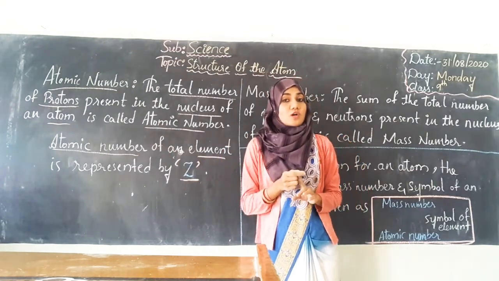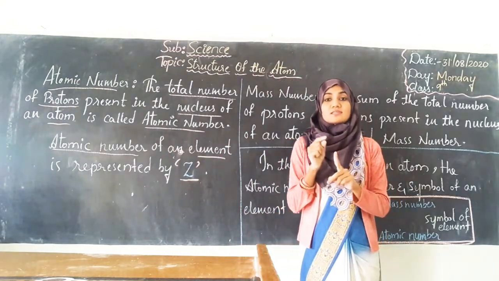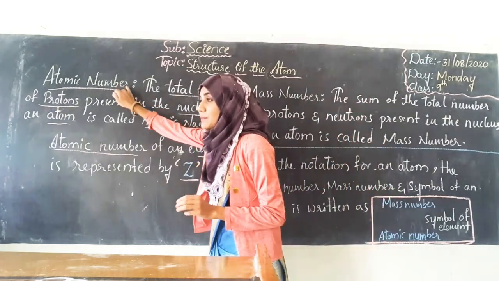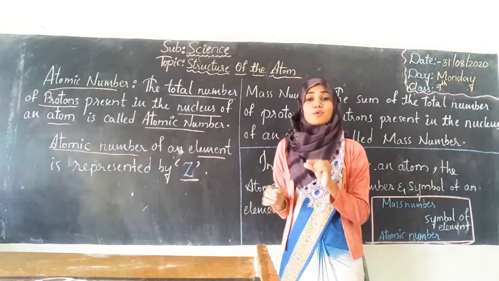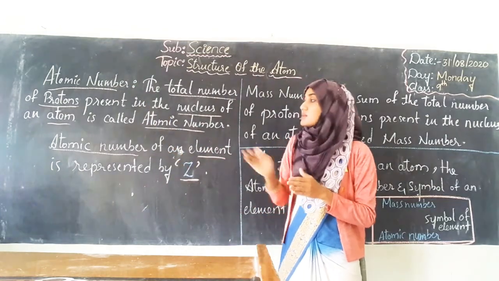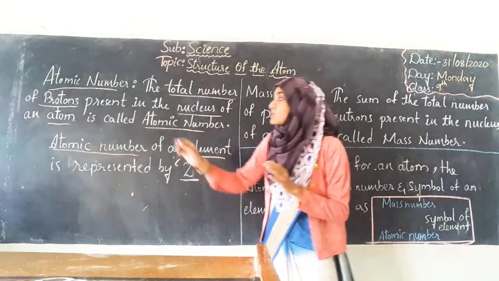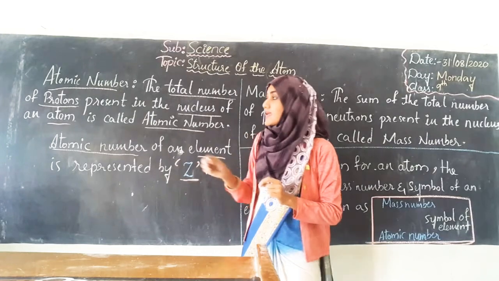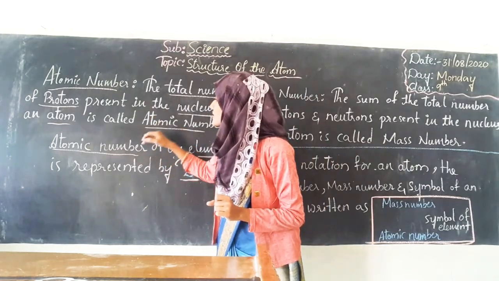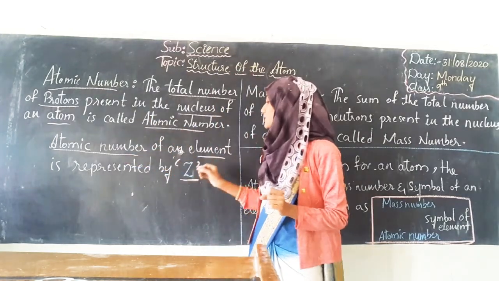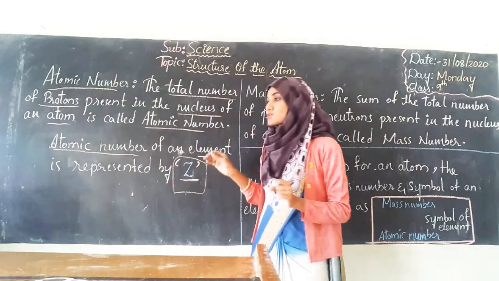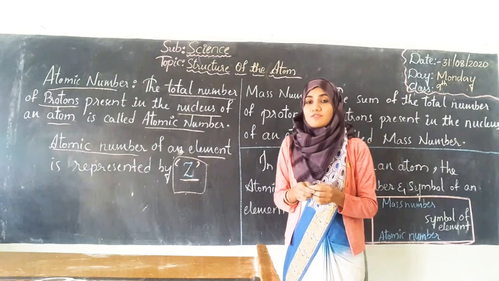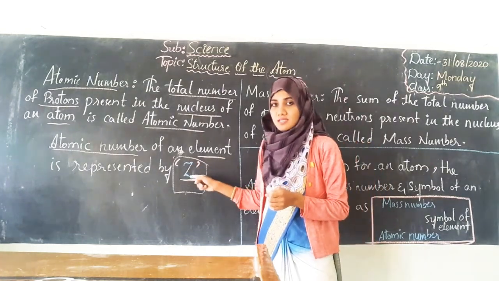An atom is composed of three main particles, that is neutrons, electrons and protons, and this atomic number is based on the number of protons present in the atom of an element. Hence this atomic number is denoted by the symbol Z. So to represent the atomic number of an element, we will use the symbol Z.